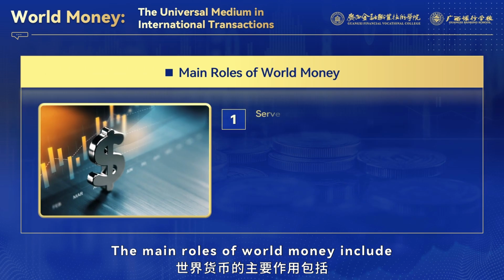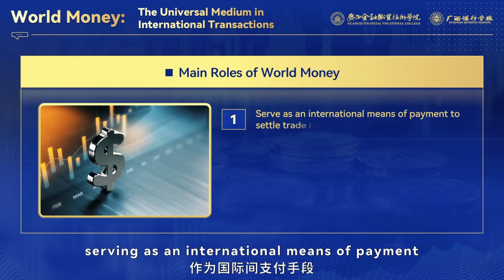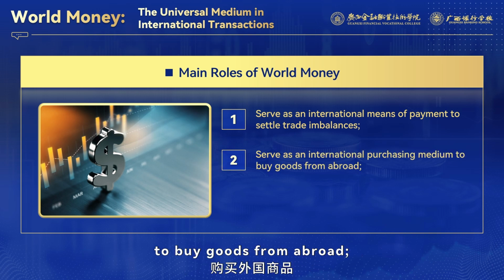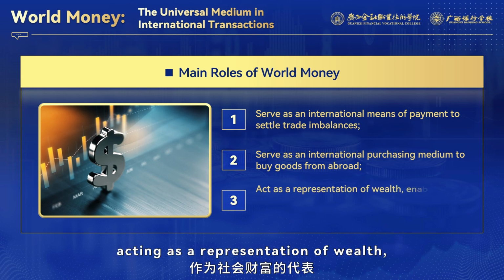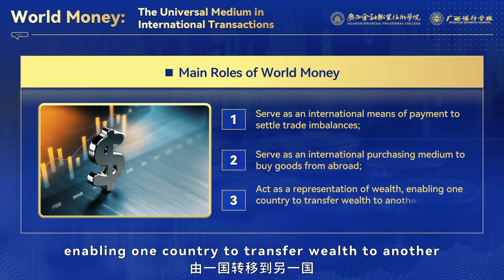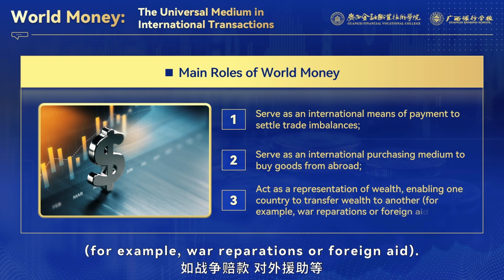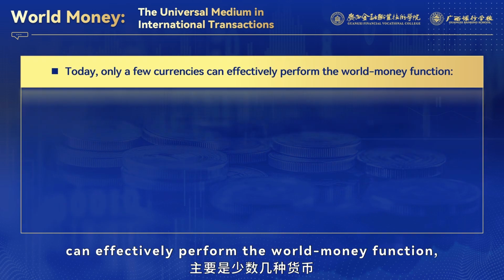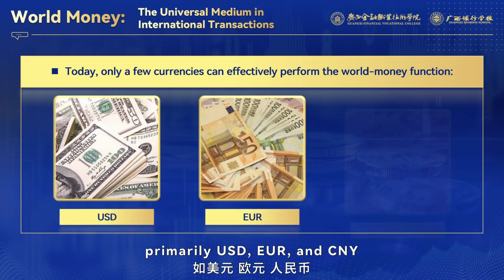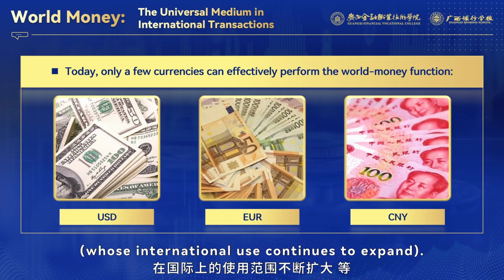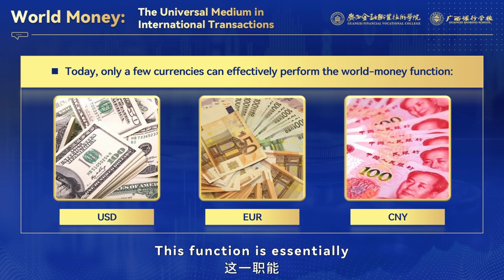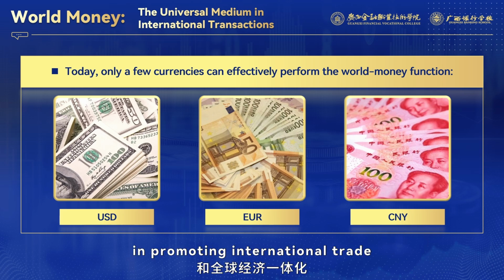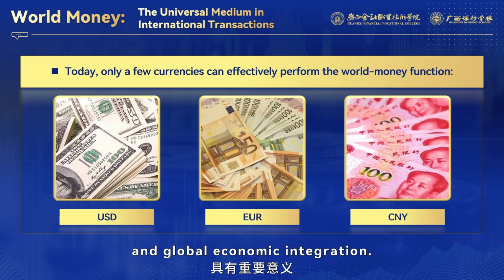The main roles of world money include serving as an international means of payment to settle trade imbalances, serving as an international purchasing medium to buy goods from abroad, and acting as a representation of wealth, enabling one country to transfer wealth to another, for example, war reparations or foreign aid. Today, only a few currencies can effectively perform the world money function, primarily USD, EUR, and CNY, whose international use continues to expand. This function is essentially an extension of money's domestic functions to the global stage and plays a vital role in promoting international trade and global economic integration.